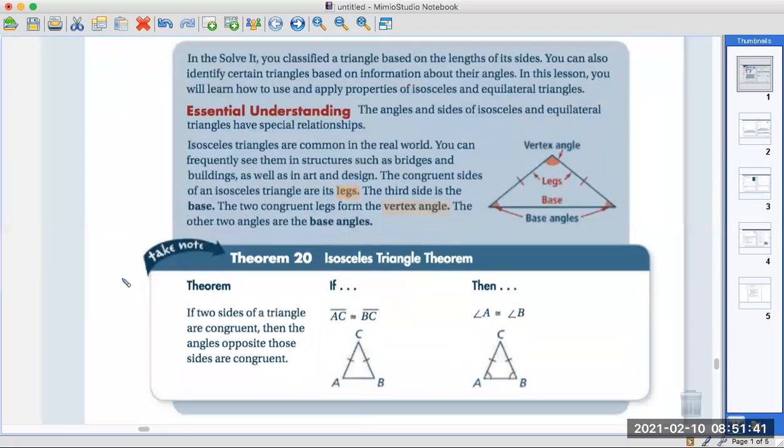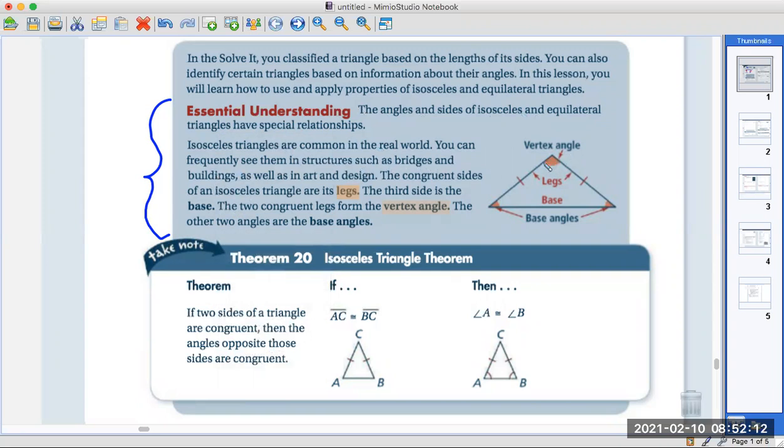Excuse me. Let's read the essential understanding. Always refer back to your notes when you do your homework or quizzes you want to study. These boxes kind of hold all the information that you really need to know. The angles and sides of isosceles and equilateral triangles have special relationships. Isosceles triangles are common in the real world. You can frequently see them in structures such as bridges and buildings.